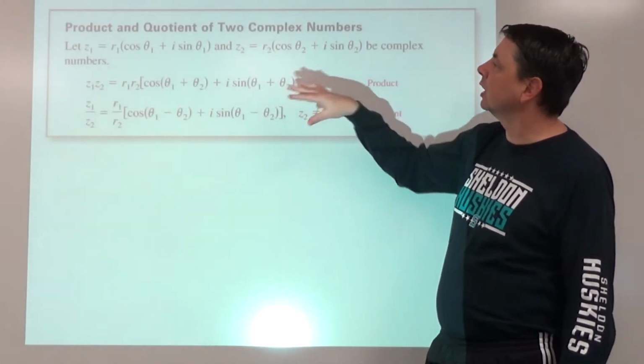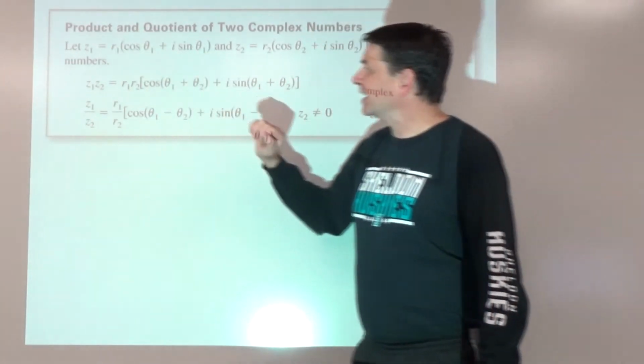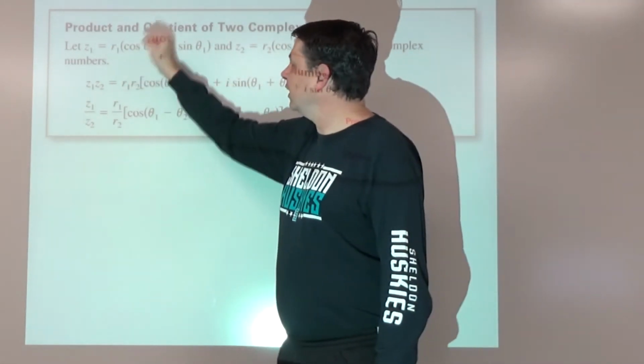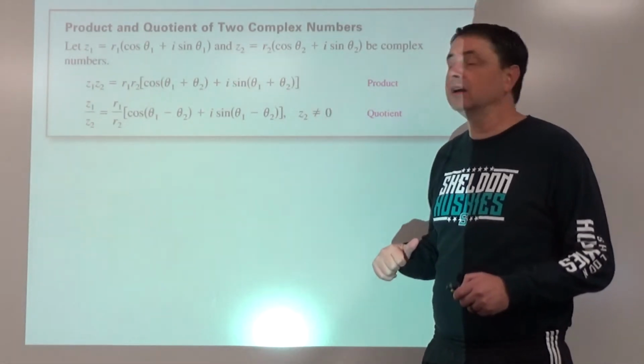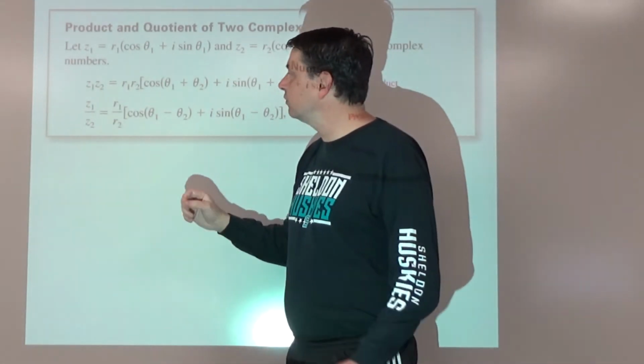Taking two complex numbers and multiplying or dividing. Okay, this is how to do it when they are in trig form.